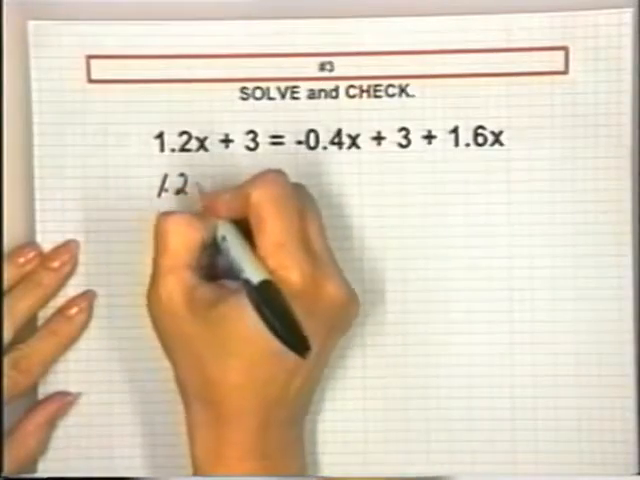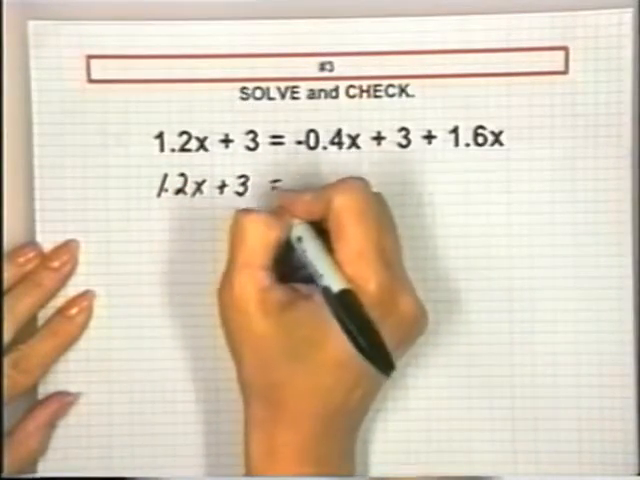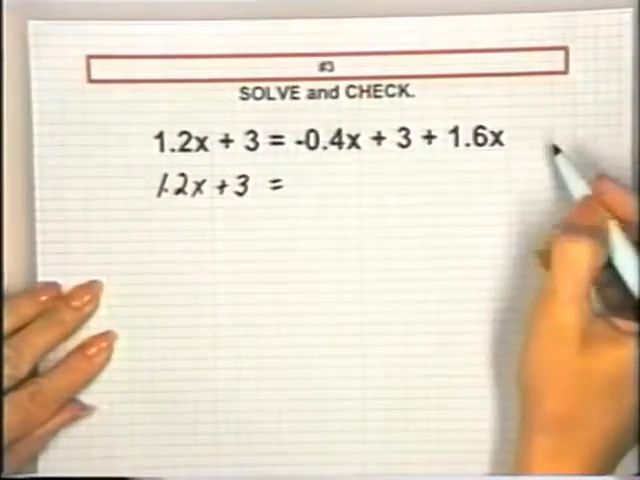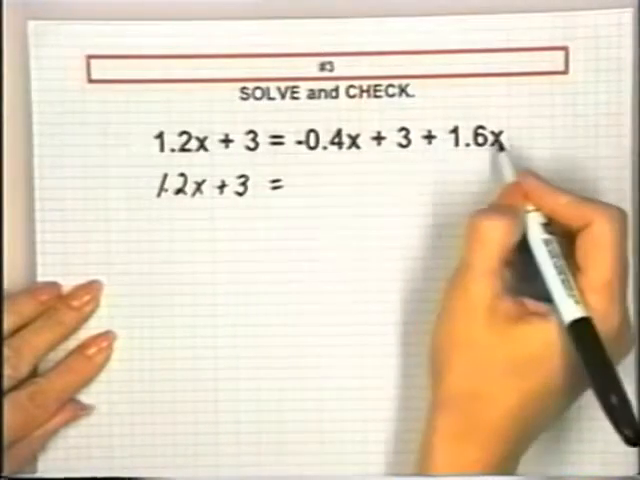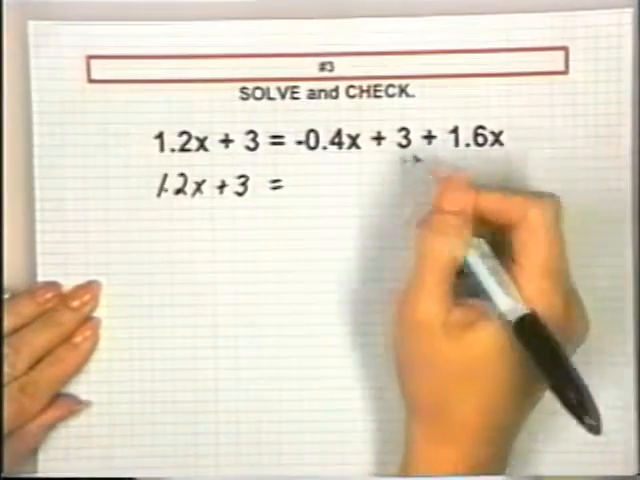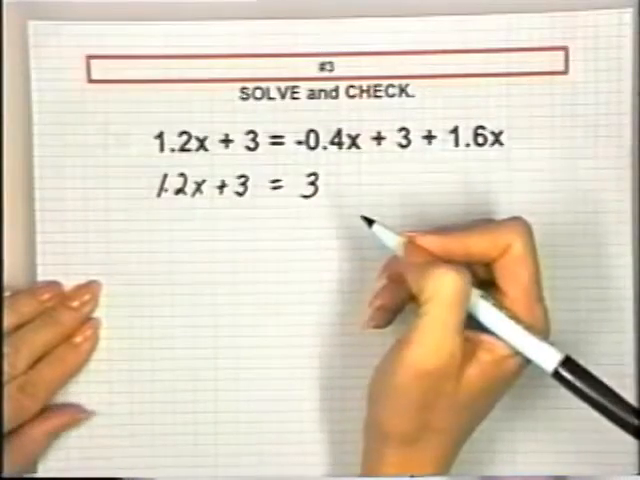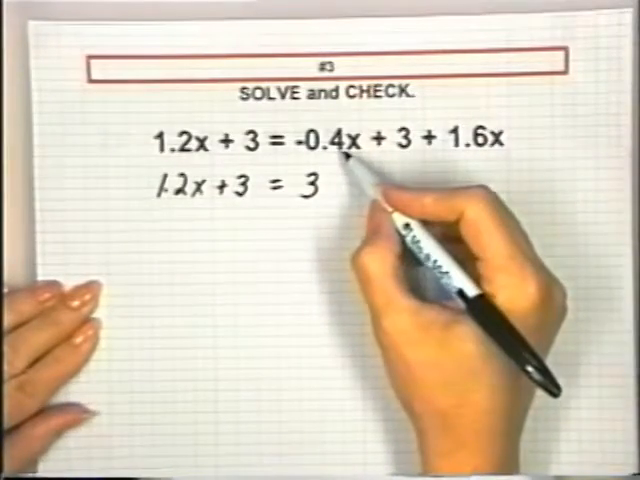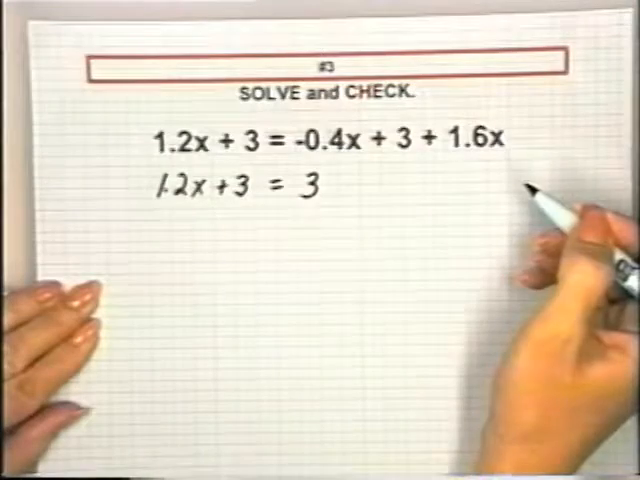Let's write the 1 2/10 x plus 3. On the right side of the equation, the negative 4/10 x and the 1 6/10 x are like terms. Let's go ahead and write the 3, and let's combine the negative 4/10 x and the 1 6/10 x.